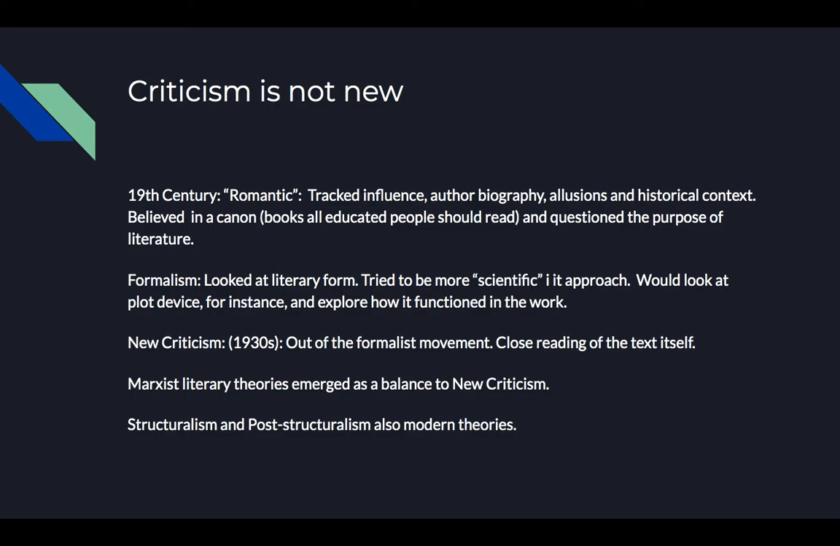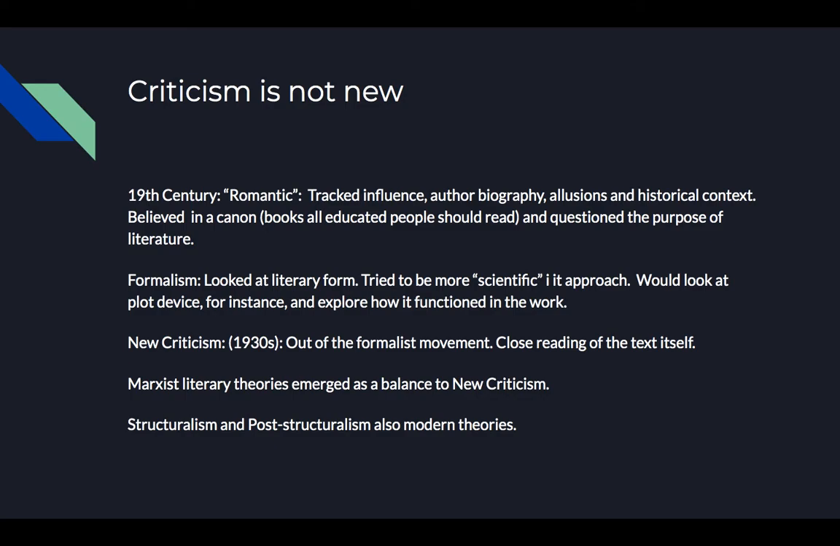The first thing that you think about, and you might know this, is the Romantics, and that was really 19th century literature. They looked at a work in terms of who influenced it, who the author was, and what allusions and historical context they are talking about. It was rooted in this belief that there's a canon, that there are books that all educated people should read, and it questioned what the purpose of literature is. It's this idea of trying to explore our human condition.